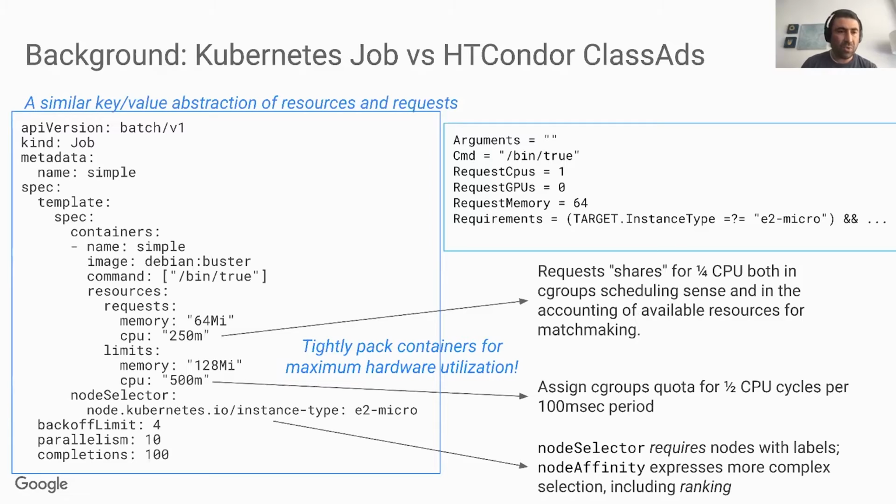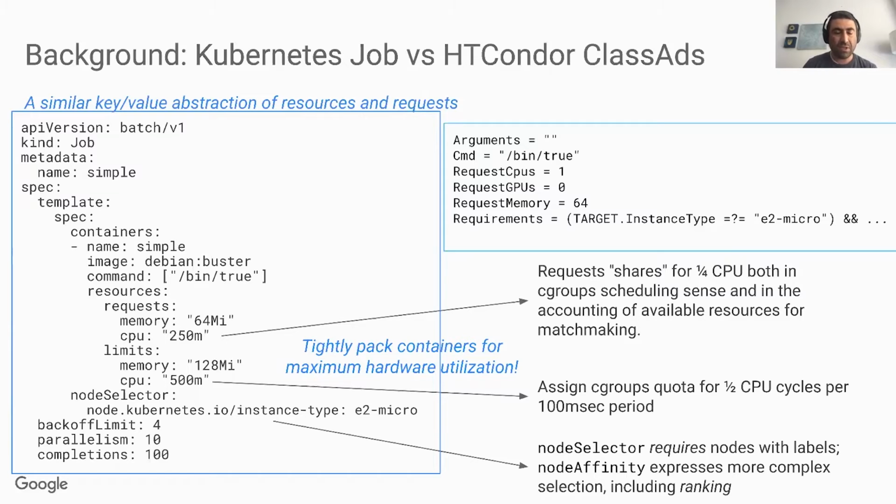On the left side, I'm showing a job resource. In the job resource, you can declare, for example, the template. In the template, you specify the set of containers that you want to create. And for each container, you specify how much resources they need. In the requests field, you specify the minimum amount of resources that needs to be allocated to the container. And this minimum amount is taken into account when we match with nodes, using the HTCondor terminology.